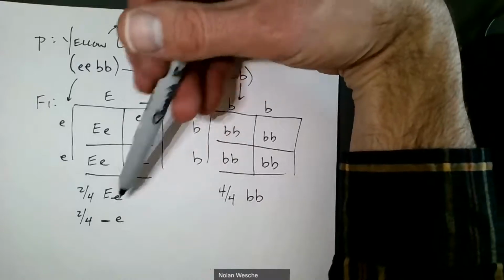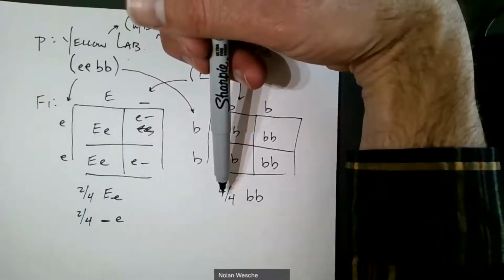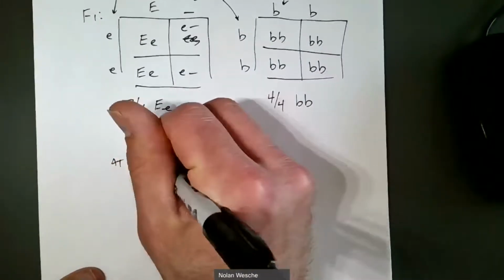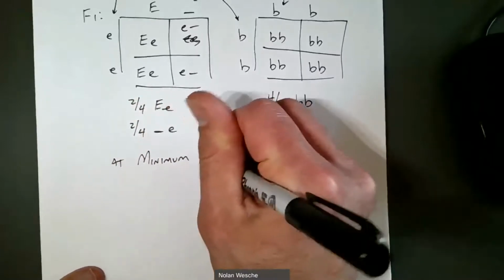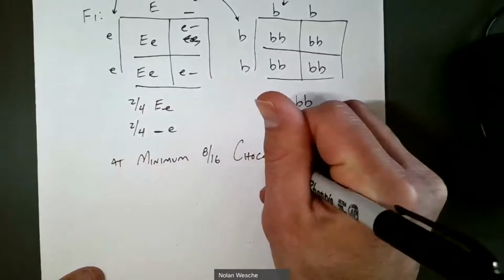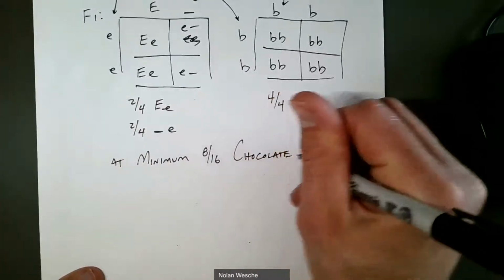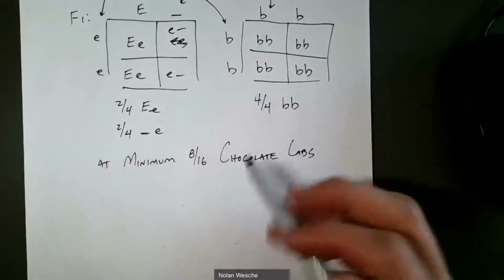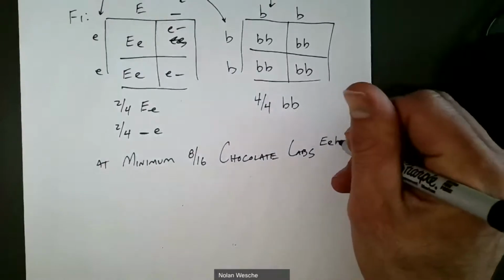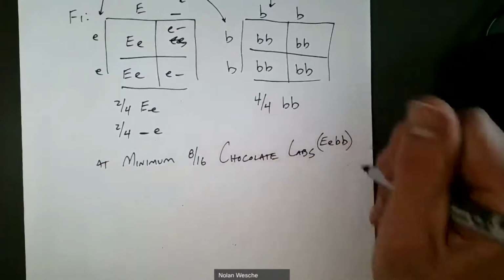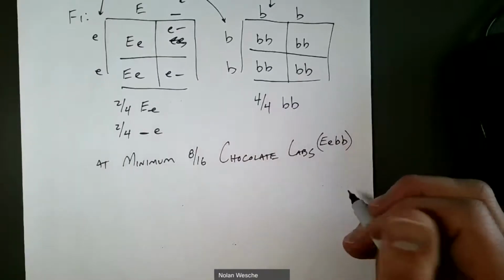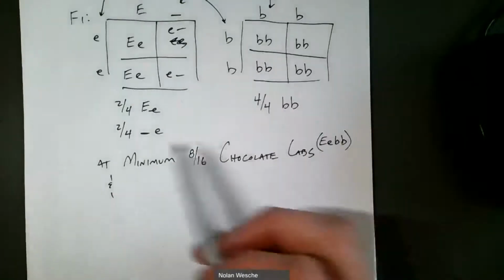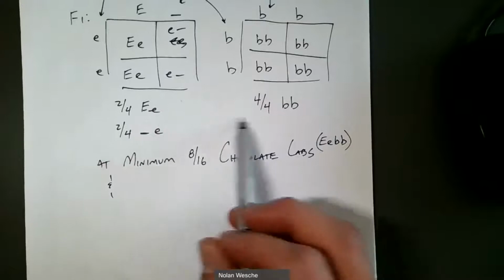So we know half of them, 8 out of 16, at minimum, will be chocolate labs. So at minimum, 8 out of 16 are chocolate labs with big E, little e, big B, or sorry, big E, little b, little b. So this is a chocolate lab. And then there would be a possibility that the other half would be yellow labs.